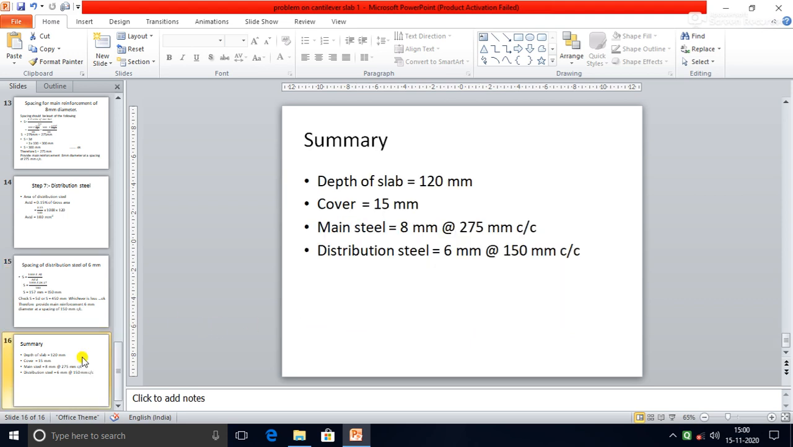Then the last step is the design summary. Depth of slab 120 mm, cover 15 mm, main steel 8 mm at 275 mm center to center, and distribution steel 6 mm at 150 mm center to center. This is the design for the cantilever slab.